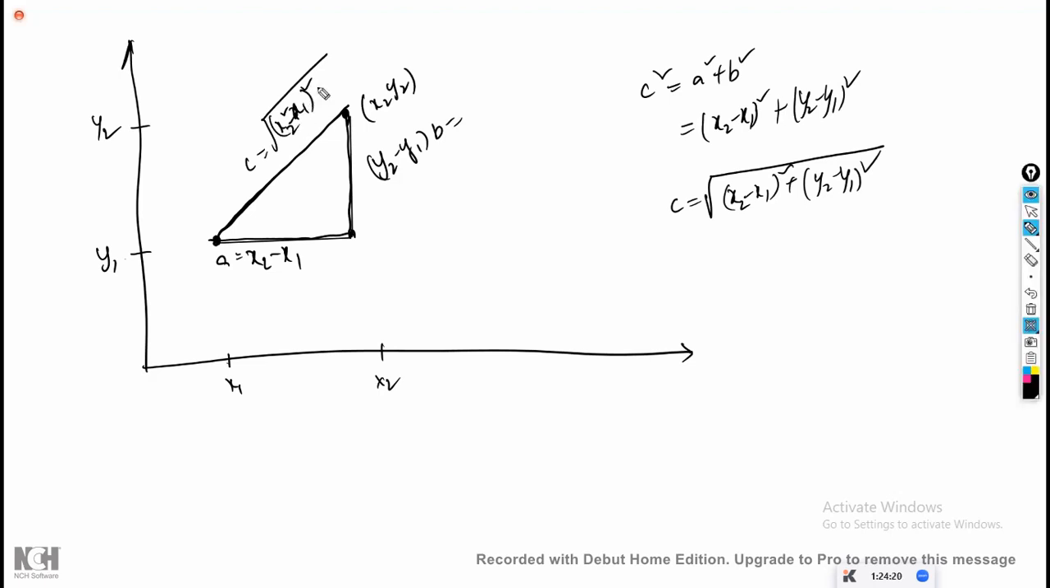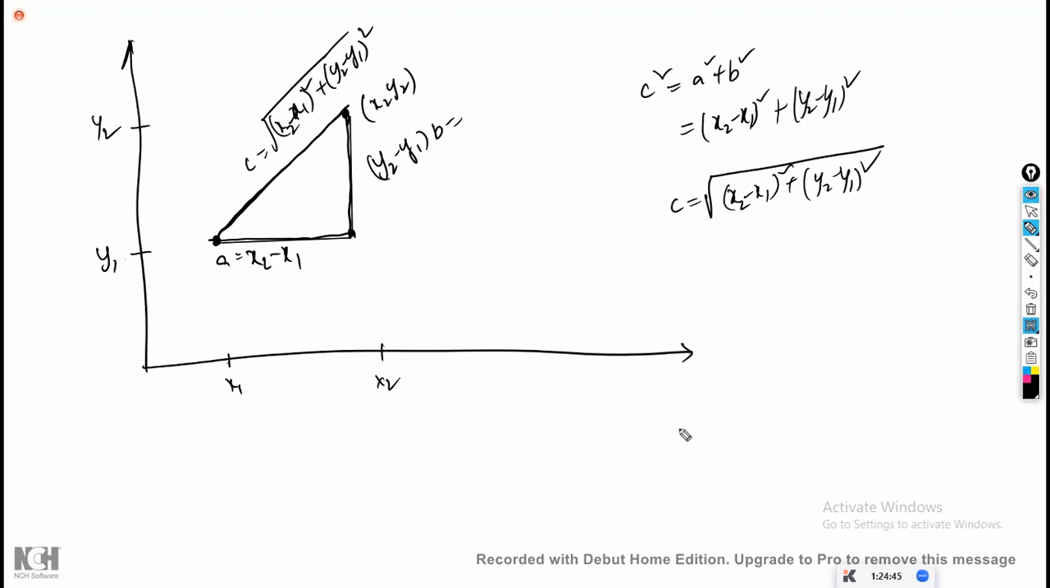Square root of (x2 minus x1) whole square plus (y2 minus y1) whole square. This is the Euclidean distance formula. From where you got the Euclidean distance means like this. Is that clear? So this is the Euclidean distance formula, right?